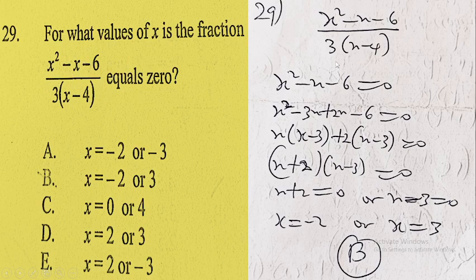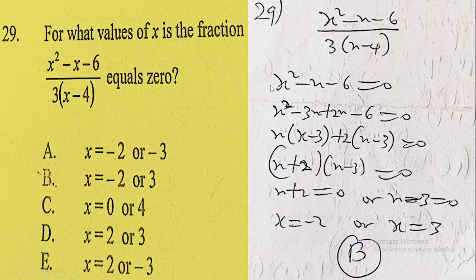If we equate the numerator to 0, we'll have x squared minus x minus 6 equal to 0. That gives us a quadratic equation, which we can now solve using any of the methods you have. In this case, we use the factorization method to solve it. You can also use the completing the square method or the formula method.